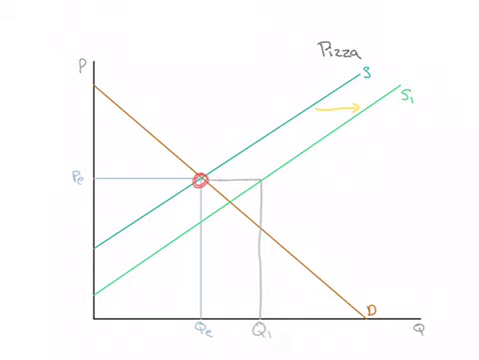So what do we have? We have the dreaded surplus. Well, it's not that dreaded, I guess, but we have a surplus, meaning that we have more pizza being made than people want to buy. This is a situation where pizzerias have pizza on the shelf at the end of the day. There just weren't enough people to buy them.